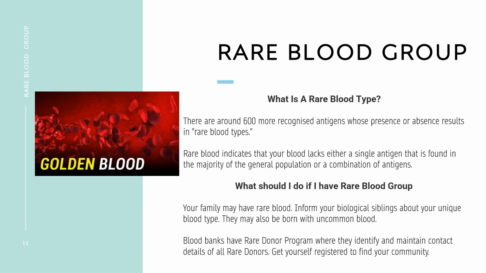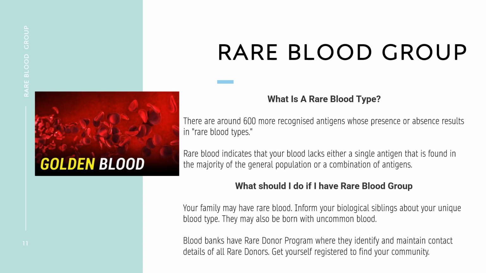We also spoke about rare blood groups. What are rare blood groups? So we have now seen that there are antigen A, antigen B, and antigen RH. But apart from this, there are also more than 600 different types of antigens available in our human blood.